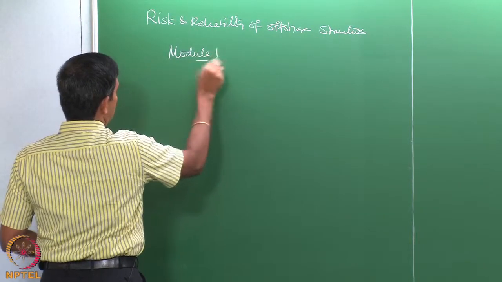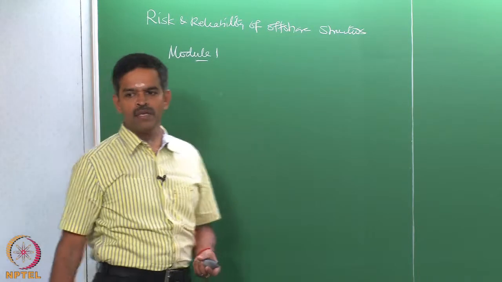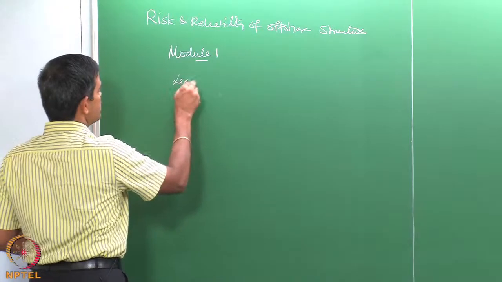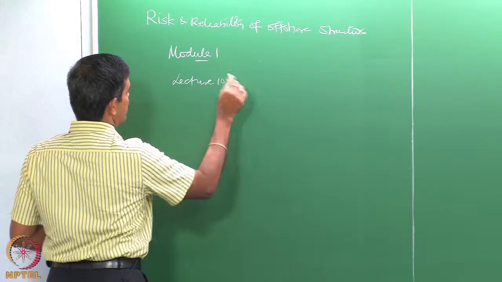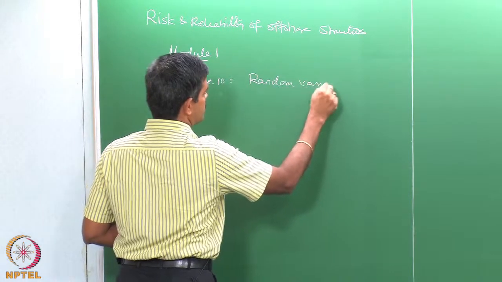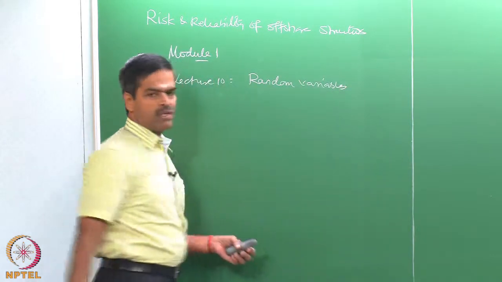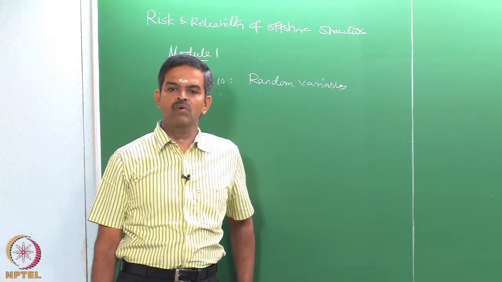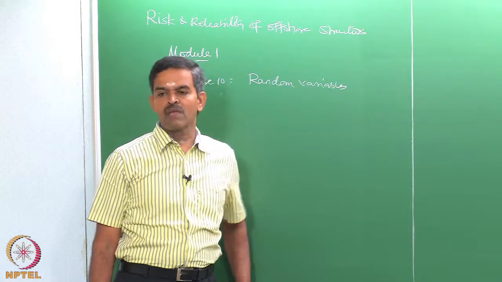In module 1, we are essentially focusing on probability and plausible reasoning. In this lecture, which is the 10th lecture, we will introduce you to some characteristics of random variables. What are random variables? How can they be simulated, how can they be modeled, or how can they be assembled for a given analysis?